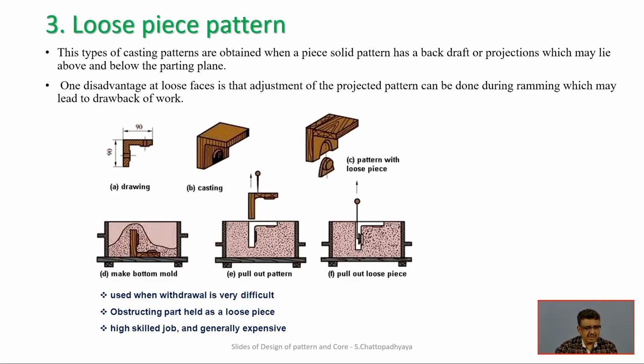Loose piece patterns are used where things are complex and linking another part will be difficult. So people are using these kinds of casting patterns when a piece of solid pattern has a backdraft or projections, which may be difficult to implement and sometimes difficult to withdraw. So people are using those loose piece patterns when withdrawal is very difficult. I have already told you that the biggest problem associated with pattern design is easy withdrawal from the mold. So that is the first criterion: when withdrawal is extremely difficult and there are some obstructions, the part is laid as a loose piece, and it is a highly skilled job.